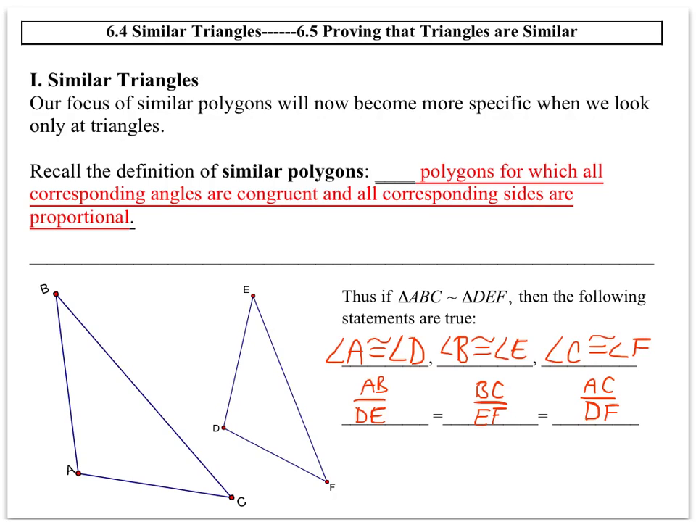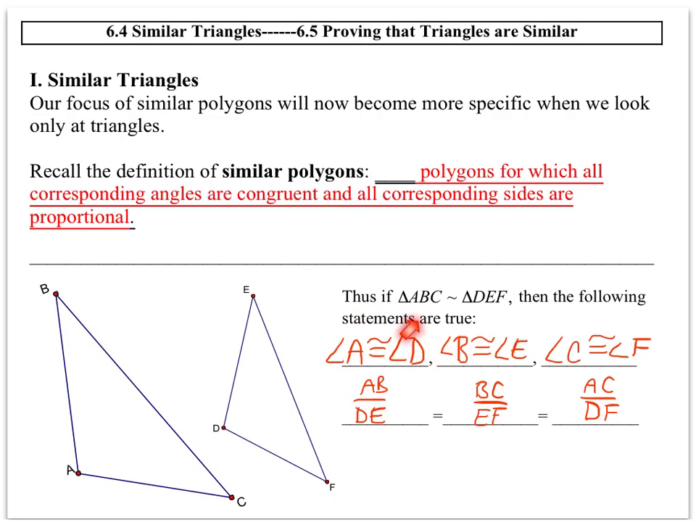Similar polygons are polygons for which all of the corresponding angles are congruent, and the corresponding sides are proportional. They are not congruent because these similar triangles are going to be blown up or shrunk down, but they are proportional. So we can write this representation down here.